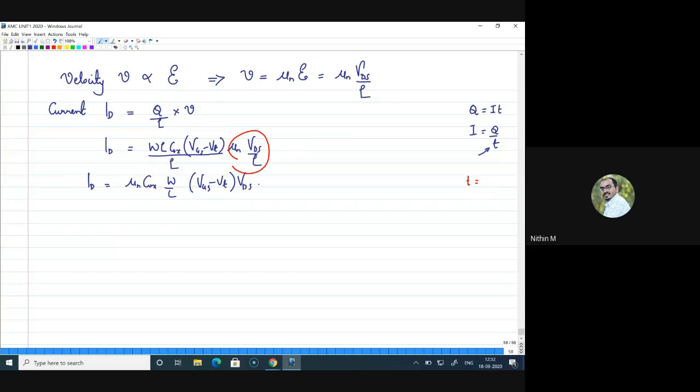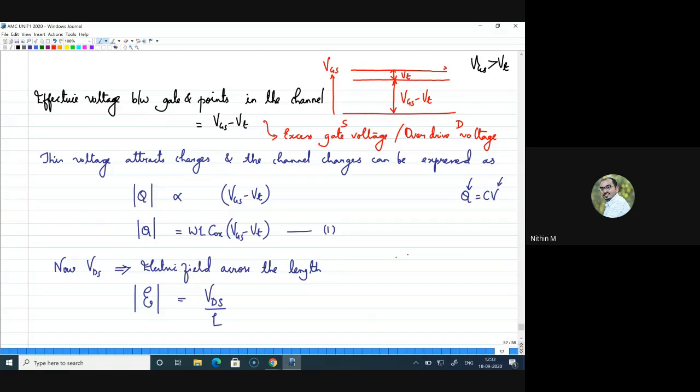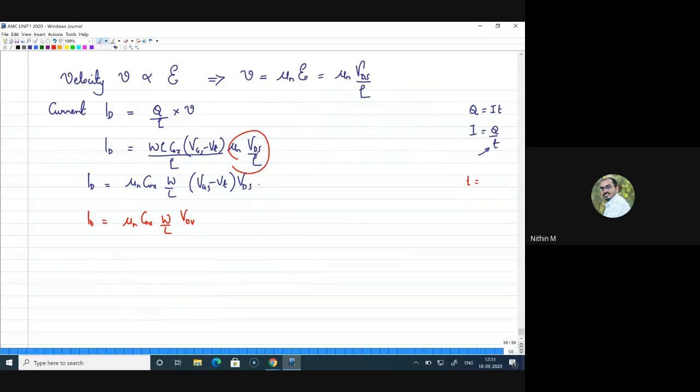Okay. So this can also be written in this form. I will write ID as mu n Cox W by L into VOV. VOV is overdrive voltage. I hope I have mentioned that. Overdrive voltage we mark as VOV, or sometimes we write this as VOD also. Right? Various notations are there. So VGS minus VT I have written as VOV, and then it is VDS.